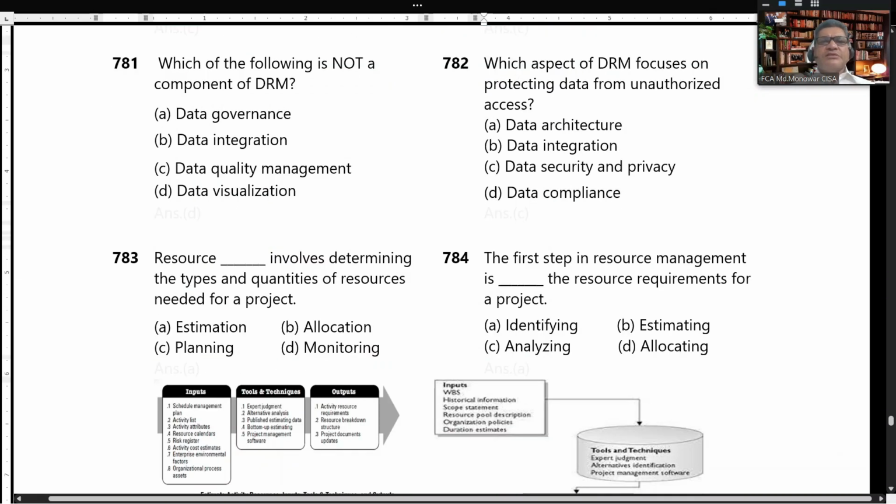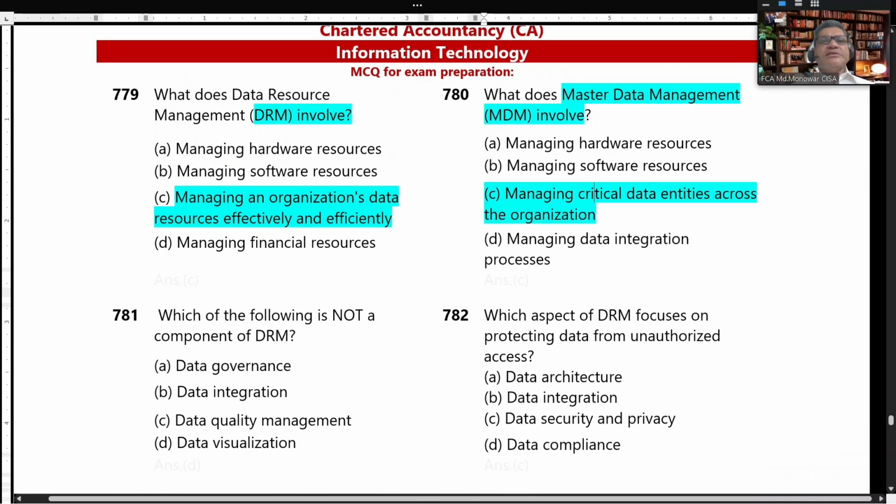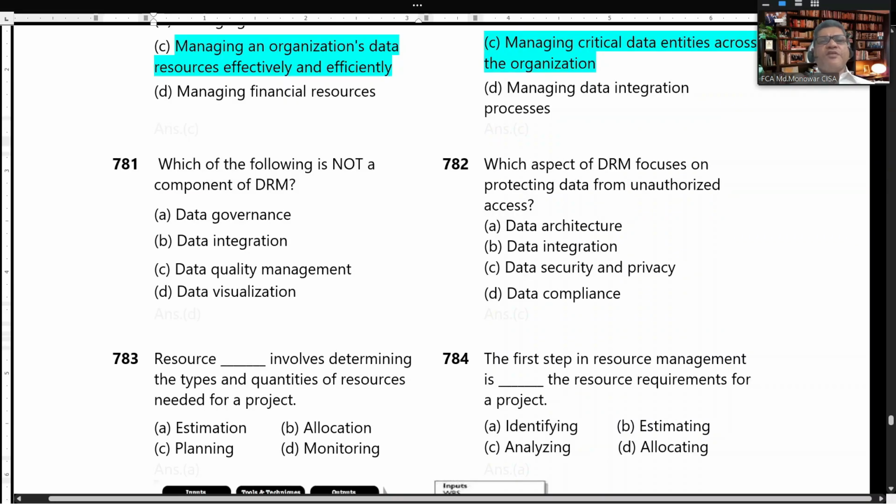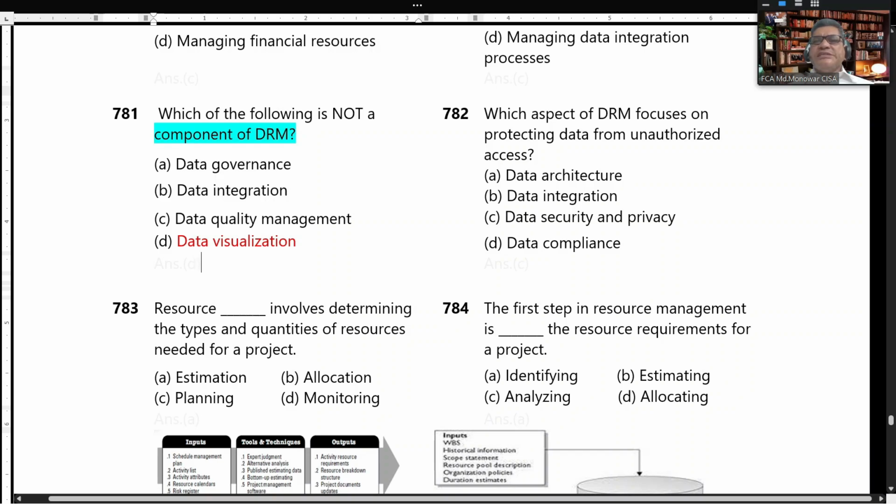Which of the following is not a component of DRM? Here DRM means data resource management. Which of the following is not a component of data resource management? Data governance is a component. Data integration is okay. Data quality management. But data visualization is not a component. Answer D.